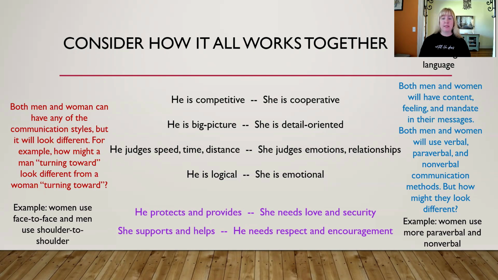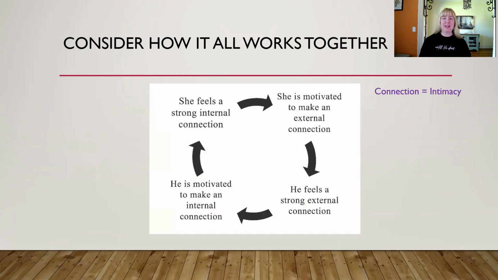Okay. And as I've already said, women use a lot more paraverbal and nonverbal than men do. So while this may be confusing, why did God create us so different? It's important to understand how it all works. Okay. It's supposed to be an ongoing interaction. It's not supposed to be linear. It's supposed to be cyclical. It's supposed to be ongoing, right?